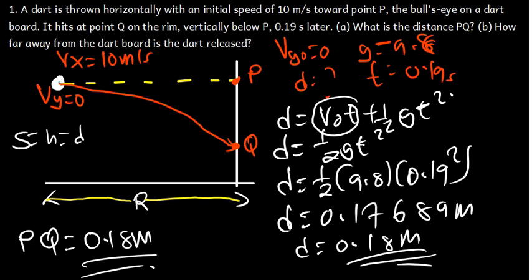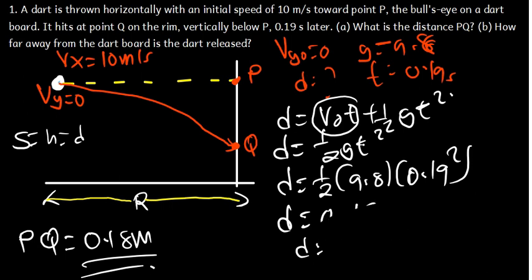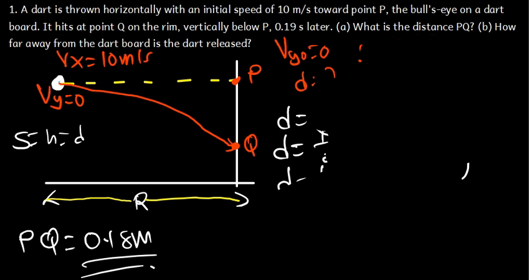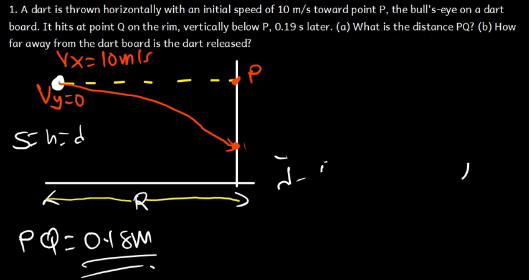Okay. Now part B is saying how far away from the dartboard is the dart released. So how far, they're asking about the range, the horizontal distance. So to find the range is given by this formula. So range is given by Vx times t.